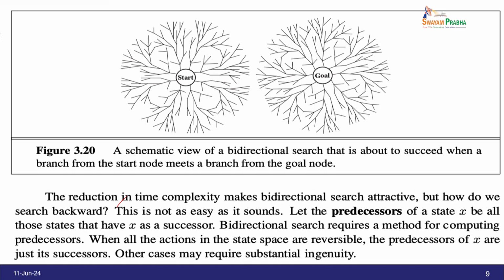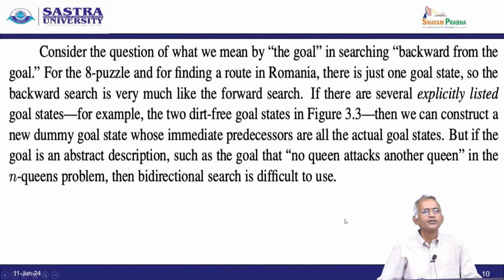Let the predecessors of the state x be all those states that have x as a successor. So, bidirectional search requires a method for computing predecessors. When all the actions in the state space are reversible, the predecessors of x are just its successors. Other cases may require substantial ingenuity. Consider the question of what we mean by the goal when searching backward from the goal. For the 8 puzzle and for finding a route in Romania, there is just one goal state, so the backward search is very much like the forward search.